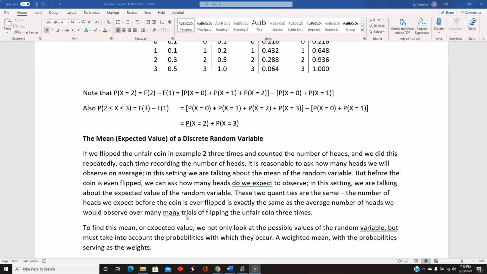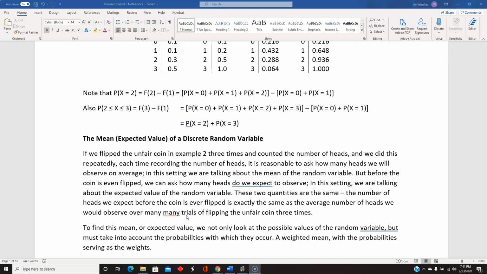So you can imagine, for example, in the coin flipping example, flip the coin 3 times, write down the number of heads. Flip the coin 3 times again, write down the number of heads. Do that over and over again, and then find out on average, how many heads do you get? But it also makes sense to say, I'm about to flip the coin 3 times. How many heads do I expect to observe? So the term expect or expected value is kind of used synonymously with the term mean when we're dealing with random variables in general, but discrete random variables in particular.